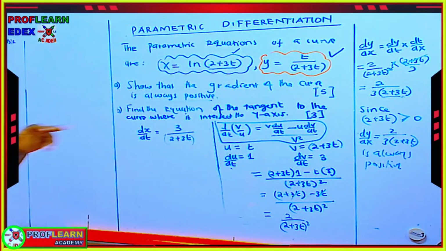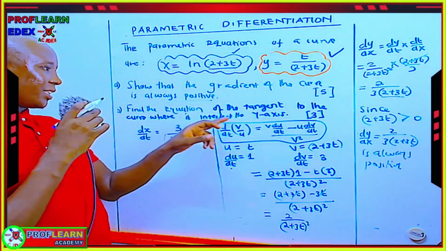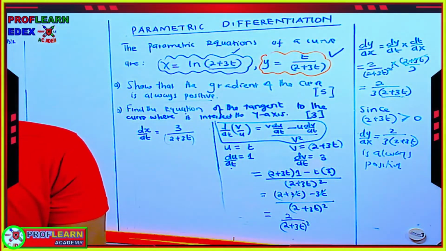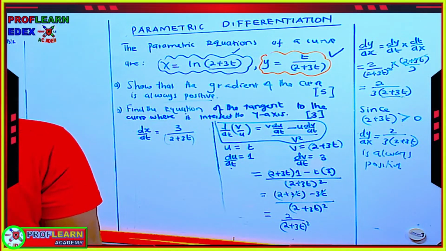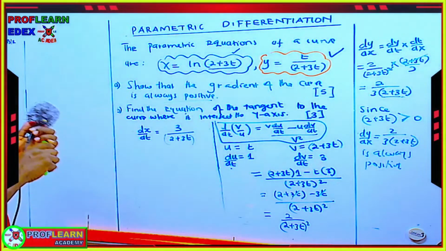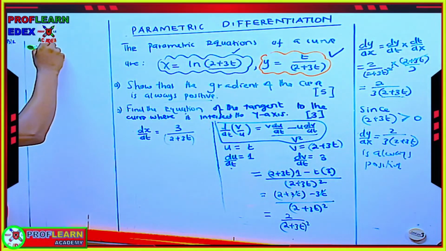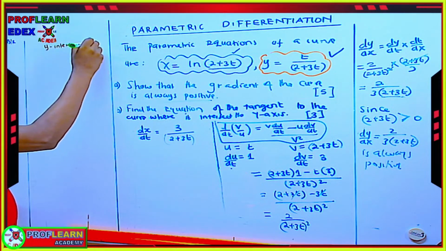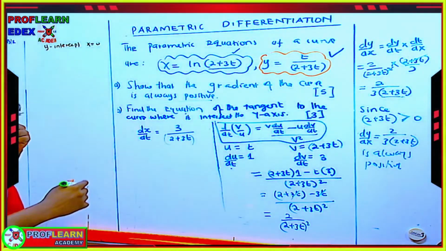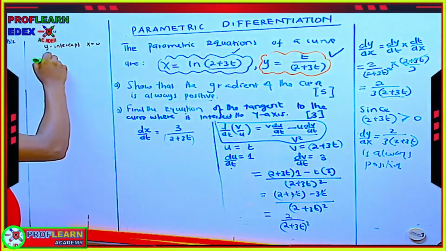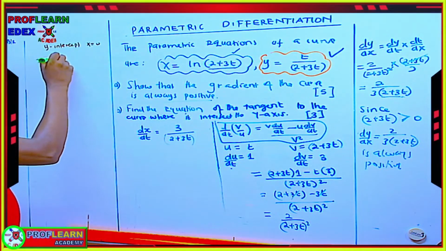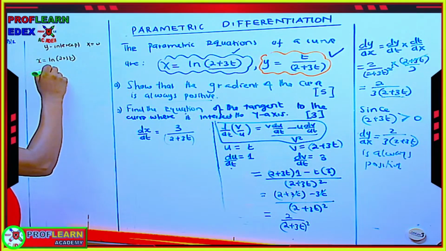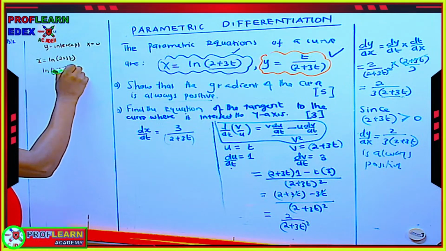Now the next question here, we are told to find the equation of the tangent to the curve where it intersects the y-axis. So if we are talking about where it intersects the y-axis, at the y-intercept, x is always equal to 0. So that is what we are going to use here. So if x is 0, it means that x is equal to ln of 2 plus 3t, and x is 0, then it means that ln of 2 plus 3t equals 0.